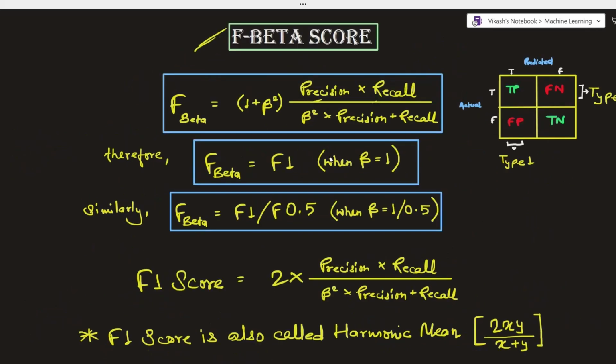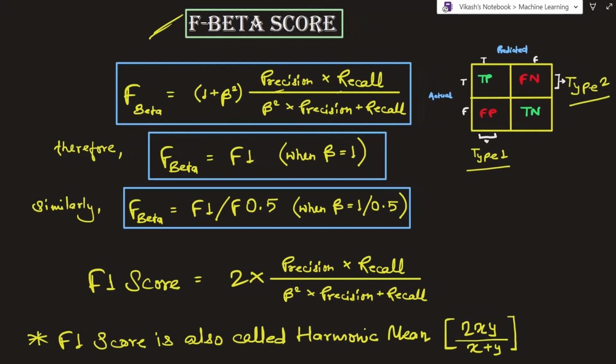So F beta score is a metric that you will use when the type 1 error and type 2 error both become important. This is a simple formula of the F beta score that says 1 plus beta square, multiplied by the product of precision and recall, divided by the product of beta square and sum of precision and recall. By the way, you can adjust this value of beta and we will discuss how. This F beta score is called F1 score when we choose the value of beta as 1. Actually, it should be F2 or F0.5 when the value of beta is either 2 or 0.5. So if you are choosing the value of beta as 2, it becomes F2 score. If you are choosing the value of beta as 0.5, it becomes F0.5 score.